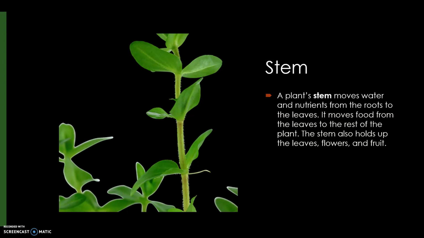A plant's stem moves water and nutrients from the roots to the leaves. It moves food from the leaves to the rest of the plant. The stem also holds up the leaves, flowers, and fruit.